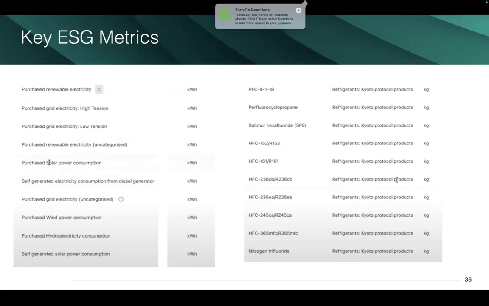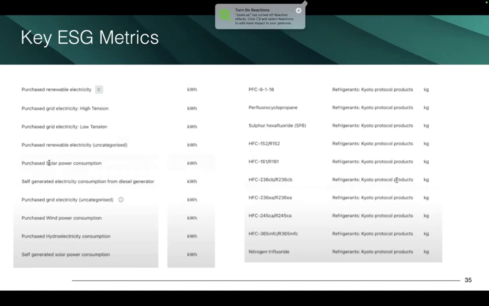So don't get bogged down with such kind of line items, including sulfur hexafluoride, where you will find it. So you will find it in refrigerant, and it is a part of Kyoto Protocol product. And this will be measured in kgs. PFC 9118. Where will you find that? Again, it is a part of refrigerant.